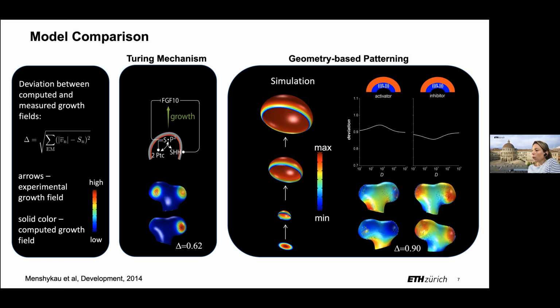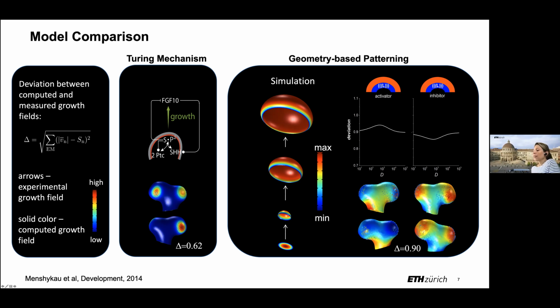But if you now look at that quantitatively, the best pattern you can obtain by looking at a large parameter range, and you only have a single parameter in this model because you only have the diffusion coefficient, then you see that the signal concentrates in a similar part as the growth field, but the match is not perfect. And so that's the best match we can get.